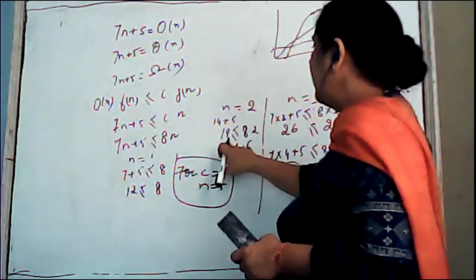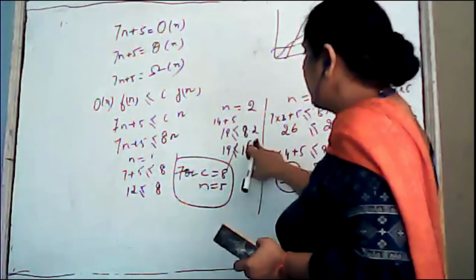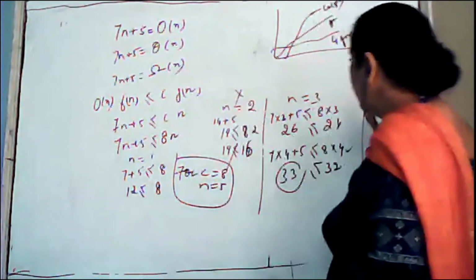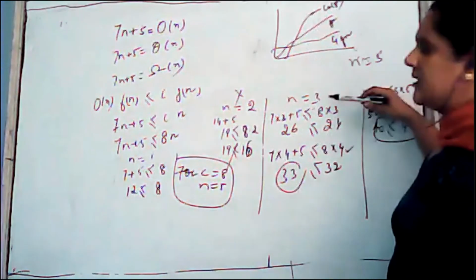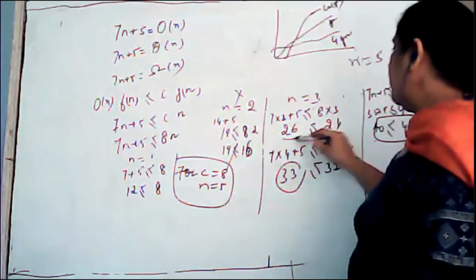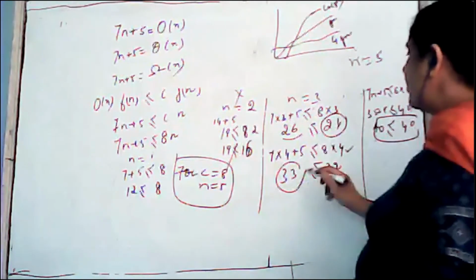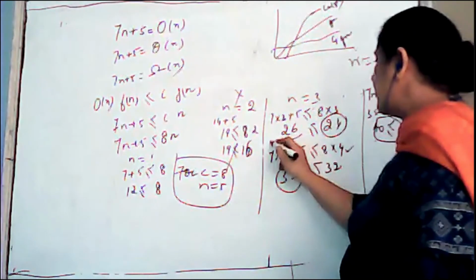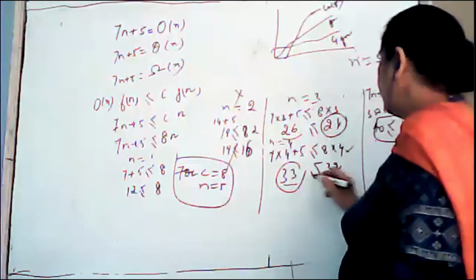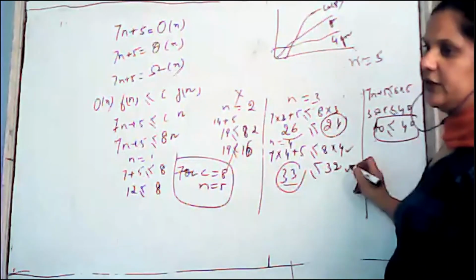14 plus 5 is 19. 19 is not less than 16. So this condition does not hold. Then n is equal to 3. 7 into 3 plus 5 is 26 and it is not less than 24. Then we have 7 into 4 plus 5 for n is equal to 4, which is 33, and 8 into 4 is 32.